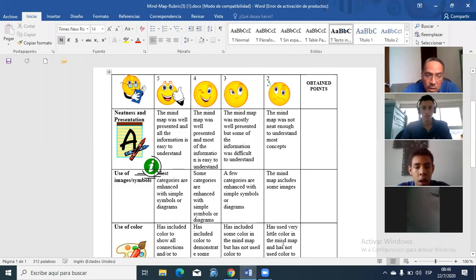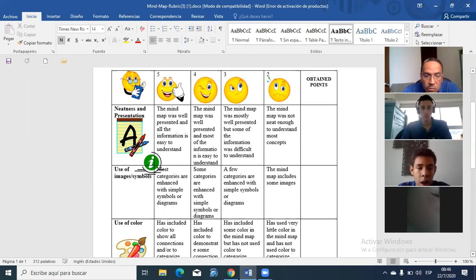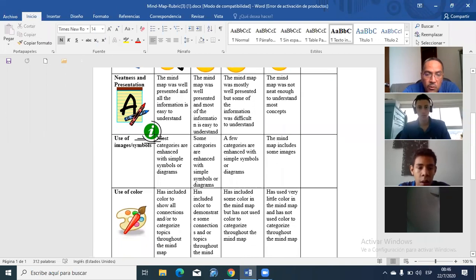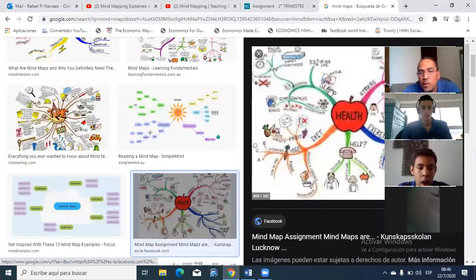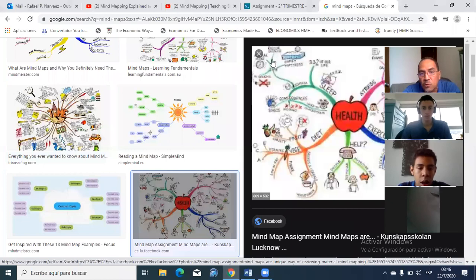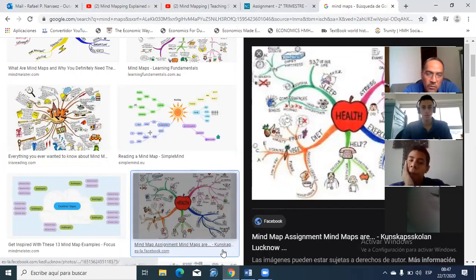Now colors. Has included colors to show all connections or to categorize topics throughout the mind map. If we go back over here, you see this one shows you. If they're talking about sleeping, then everything is the same color. If we're talking about command economics, all the branches, the topics and main ideas that are inside it, have to be the same color and so on. Got it, guys? Let's go back to the rubric.